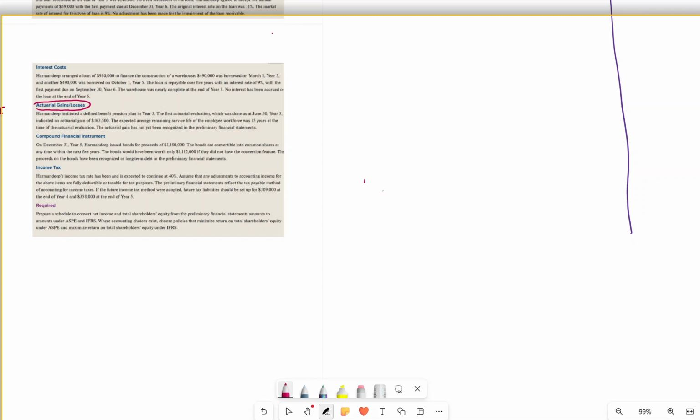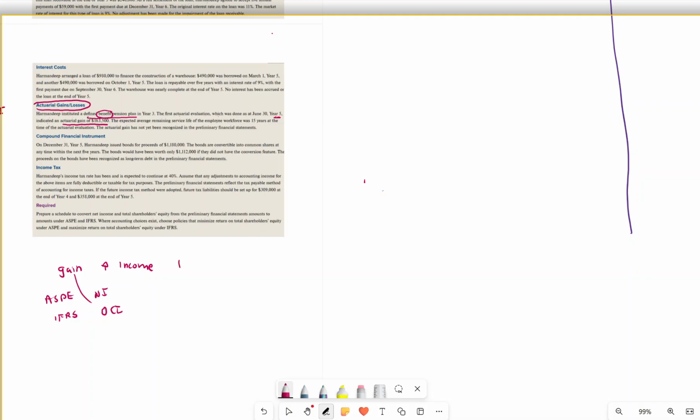We are going to go to my actuarial gain and loss. Harmondeep instituted a defined pension plan where the pension plan benefits are defined. The first actuarial evaluation, which is done on year 5, so they do it every 2 years, indicated an actuarial gain of 16,305. If it's a gain, what will happen? It will increase my income. Under ASPE, it is recognized through net income. Under IFRS, this gain is recognized through the accumulated other comprehensive income.